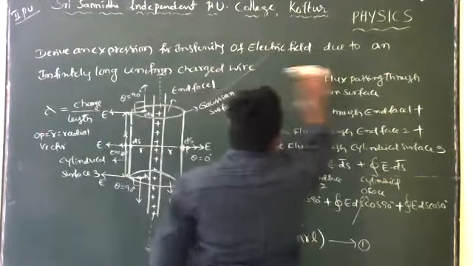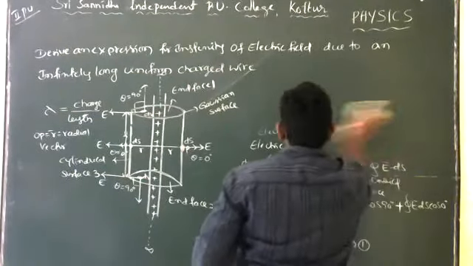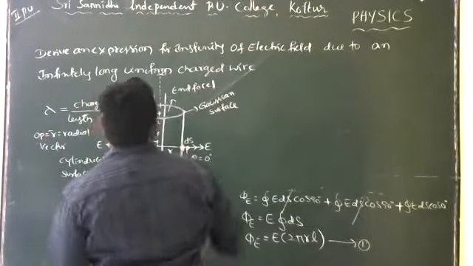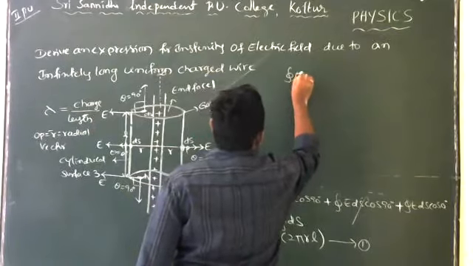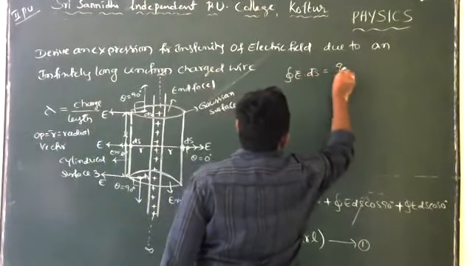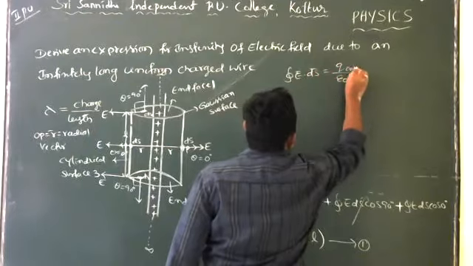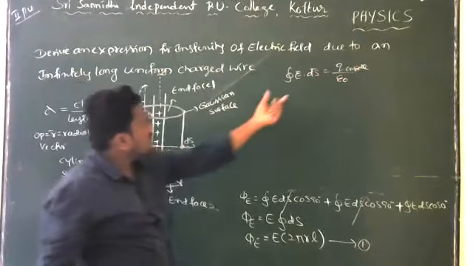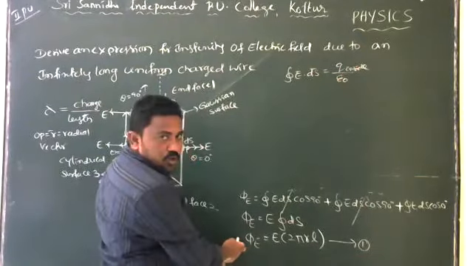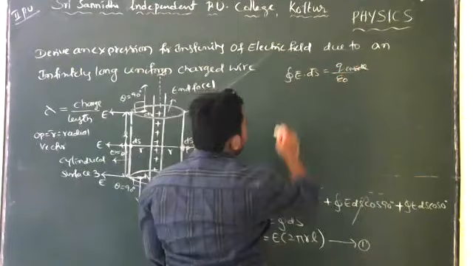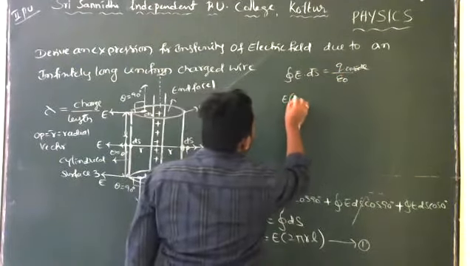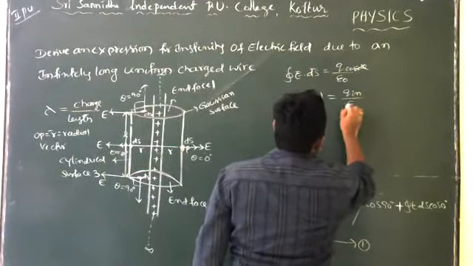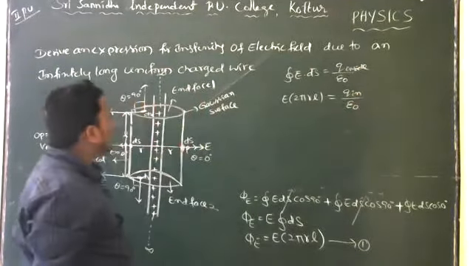Now if you use the mathematical form of Gauss law, what is the formula? Closed integral E bar dot ds is equal to q inside divided by epsilon naught. The value of closed integral E bar dot ds is phi, so phi is equal to E into 2 pi r into L, and that is equal to Q inside divided by epsilon naught.